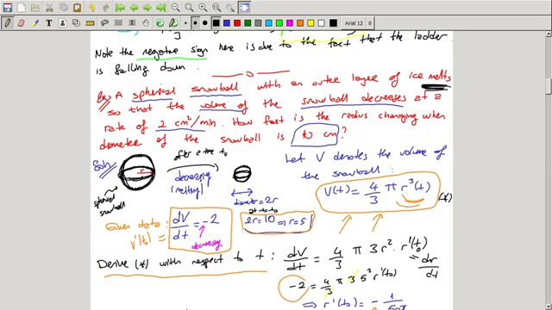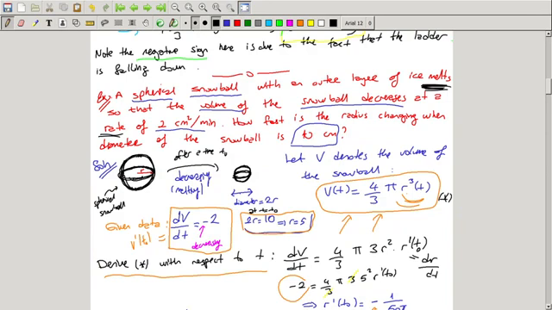Whenever a rate is given, this rate is a derivative indeed. Pay attention: the rate is related to the derivative, so you must write it accordingly. If a quantity is decreasing, you say x' is less than 0 or y' is less than 0, or equal to the given number.